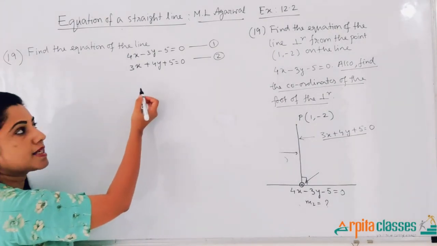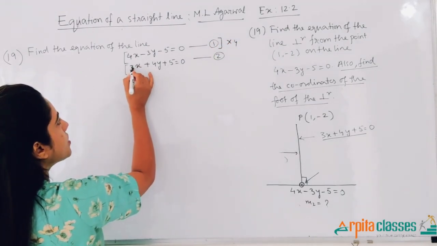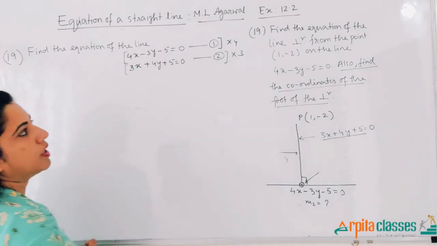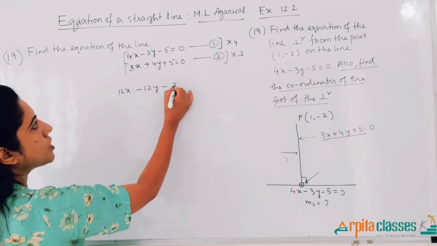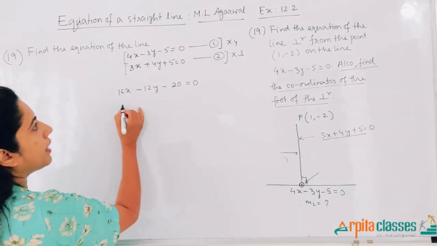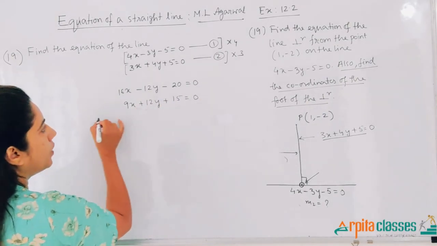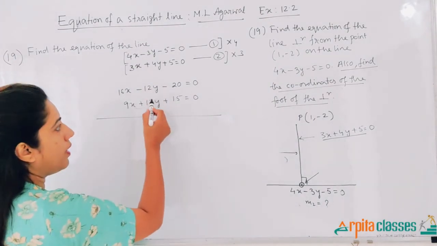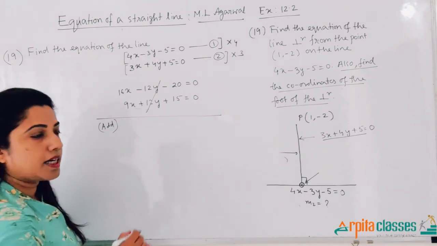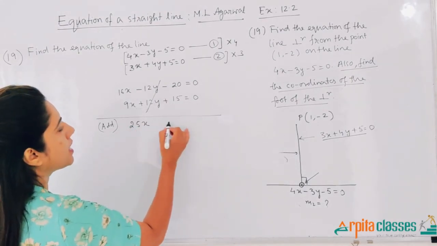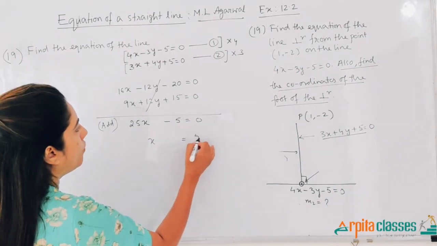So suppose I want to cancel the y part, I multiply this whole equation by 4 and this whole equation by 3. So I get here 4 into 4, 16x minus 12y minus 20 equal to 0, and here I am getting 9x plus 12y plus 15 is equal to 0. Now since it is minus 12y and this is plus 12y, we will add both the equations. This will get cancelled. 16 plus 9 will give me 25x minus 5 is equal to 0.